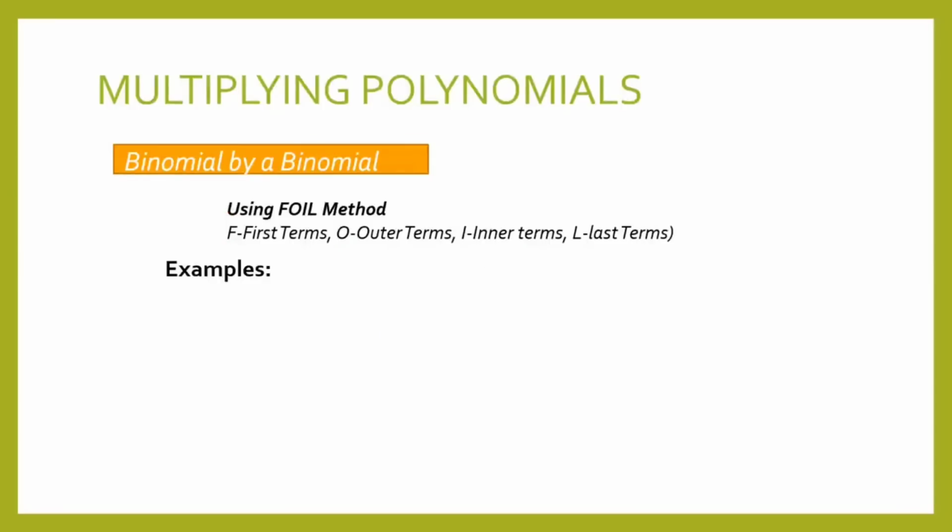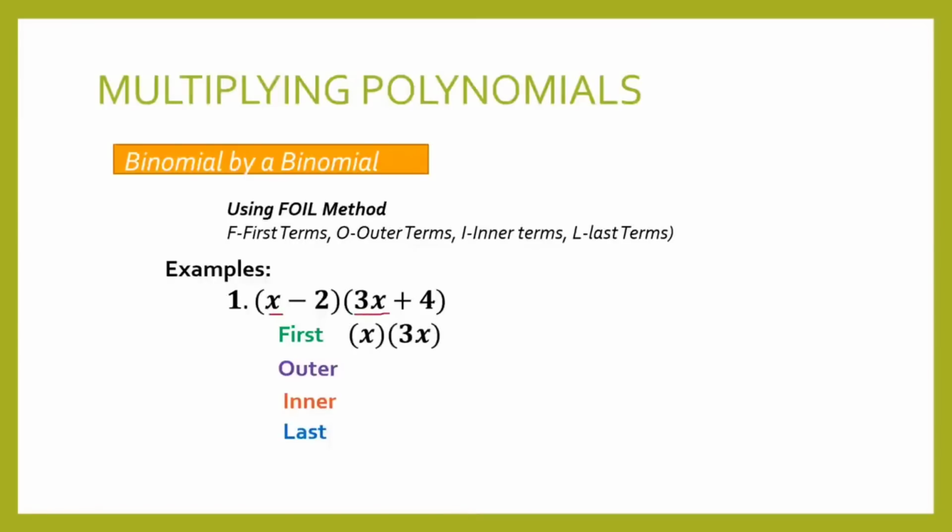Let us use the FOIL method to answer the following examples. For example number 1, we have the binomials x minus 2 times the binomial 3x plus 4. So we first identify the first terms, outer terms, inner terms, and last terms. The first terms are x and 3x. So we write the pair as x times 3x.